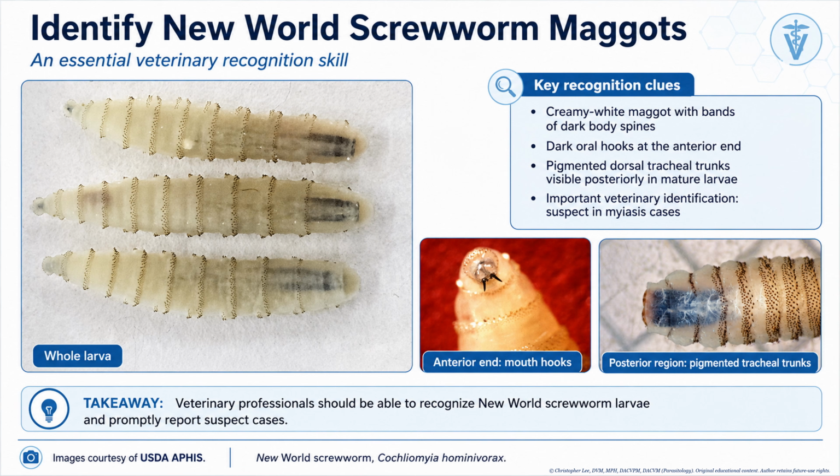This image shows several recognition clues. Creamy white larva with bands of dark body spines, dark oral hooks at the anterior end, and pigmented dorsal tracheal trunks visible posteriorly in mature larvae. Those features are very important when evaluating suspect myiasis cases.